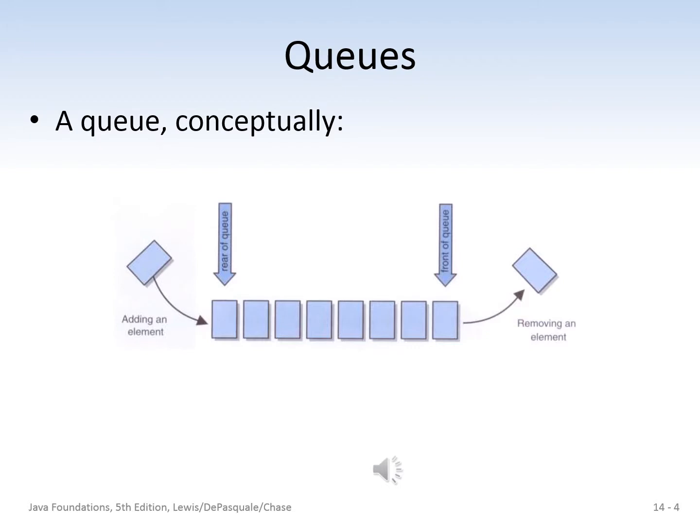Here we have a graphic depiction of a queue. It's a conceptual diagram, but we have a couple of key components. You've got the rear of the queue, where elements are added, and the front of the queue, where elements are removed. In this diagram, the artist attempts to depict adding an element to the rear of the queue and removing an element from the front of the queue.